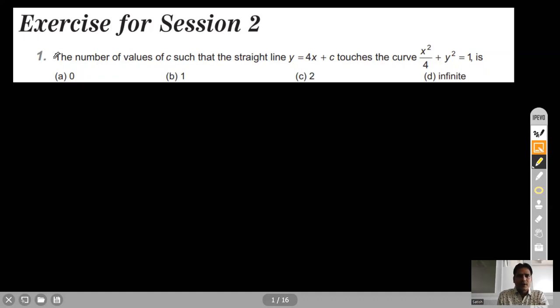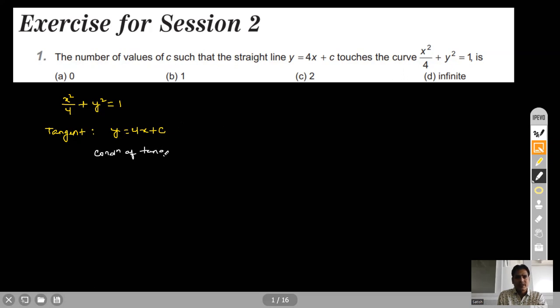Okay. So let me write the equation of the curve. So it is x square upon 4, right, plus y square is equal to 1. Okay. And the given straight line is a tangent to this curve. So what is the straight line? It is y equal to 4x plus c, right? Now, for this line to act as a tangent to this ellipse, the value of this c square, condition of tangency, I hope everyone is aware of this.